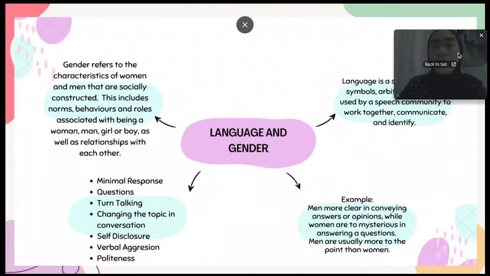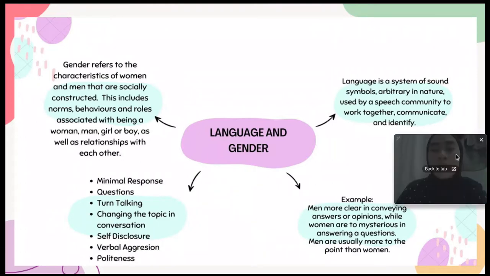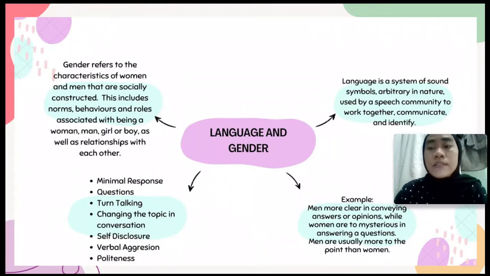This is my mind mapping about language and gender. I will explain what language and gender are. Language is a system of sound symbols, arbitrary in nature, used by a speech community to work together, communicate, and identify. While gender refers to the characteristics of women and men that are socially constructed. This includes norms, behaviors, and roles associated with being a woman, man, girl, or boy, as well as relationships with each other. There are seven factors that make a difference in interaction between men and women.